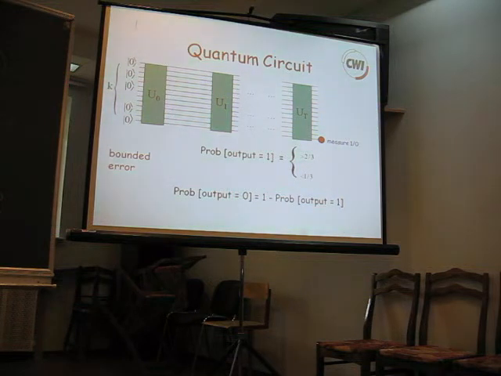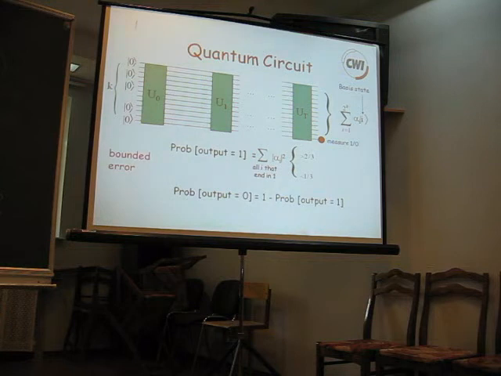Note that the probability of measuring a 1 here is either larger than 2/3 or smaller than 1/3. And that's the error that I allow. So how does that come about?